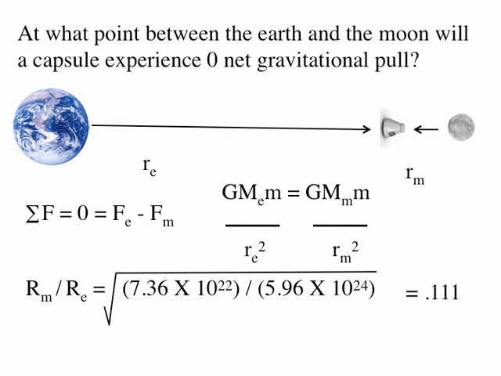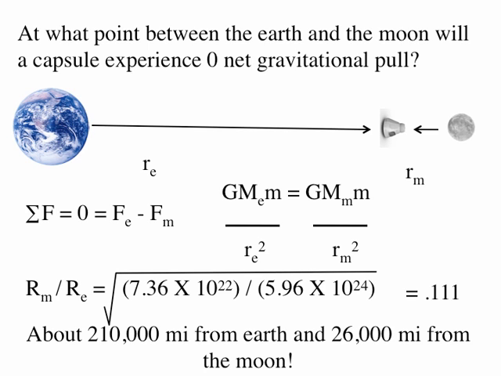as a ratio. So from that, understanding the distance to be about 240,000 miles between the Earth and the Moon, we can solve that this point occurs at about 210,000 miles from the Earth and about 26,000 or so miles from the Moon.